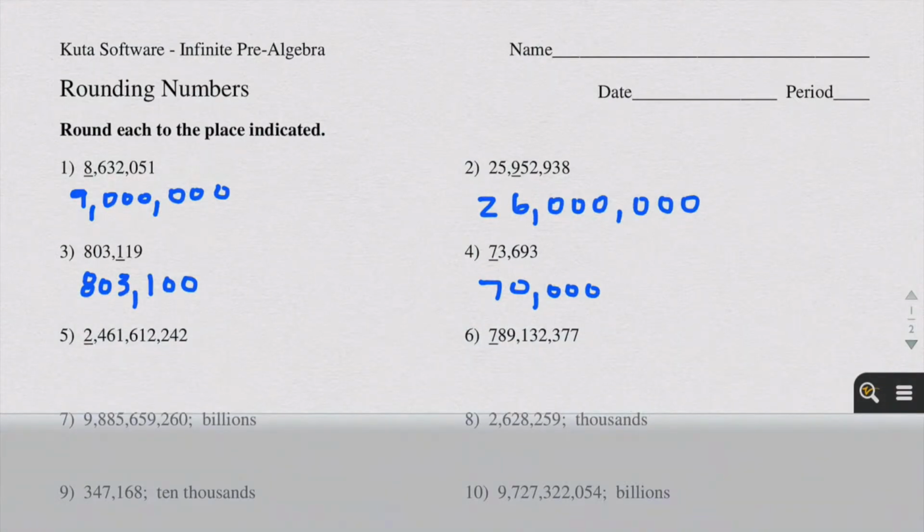Okay, number 5. The 2 is the one we're interested in, so we look to the right at the 4. Because that 4 is lower than 5, we just leave the 2 where it's at. So this becomes 2 billion. Number 6. The 7 is the one we're interested in, so we look to the right at the 8. Because the 8 is greater than 5, we round that 7 up to 800 million.